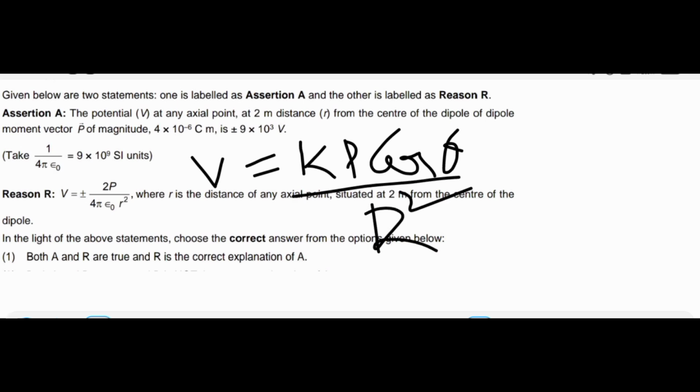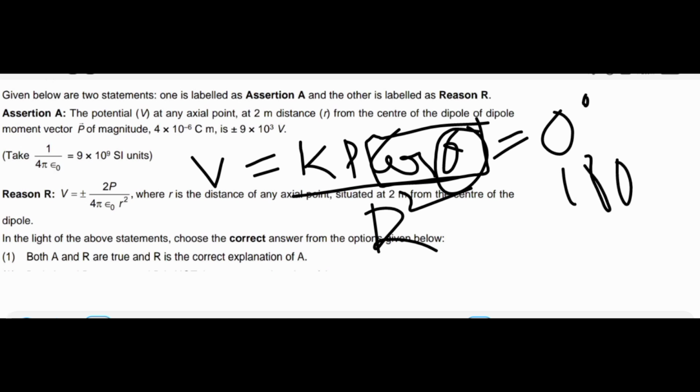At axial points, the reference point from the axis means θ will be 0 or it can be 180 degrees, right? If so, cos 0 is 1. So if we take θ as 0, the answer will be KP by R square. If we take 180 degrees, because cos 180 is minus 1, the answer will be minus KP by R square.